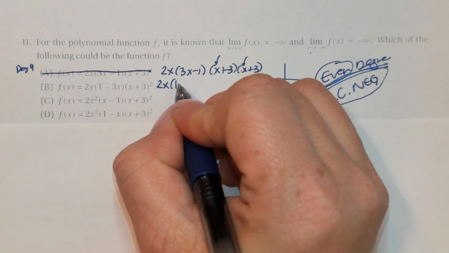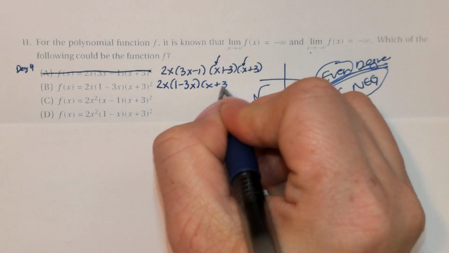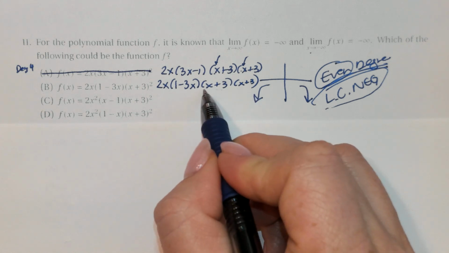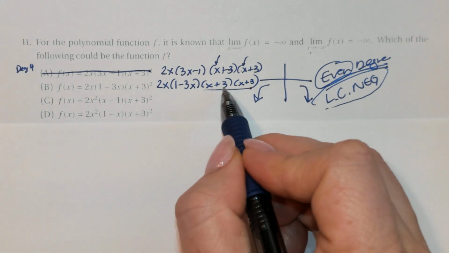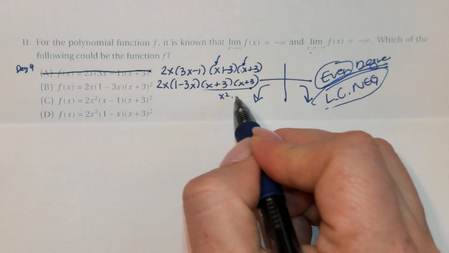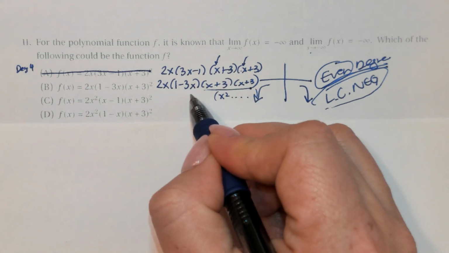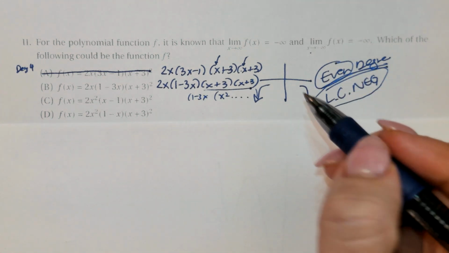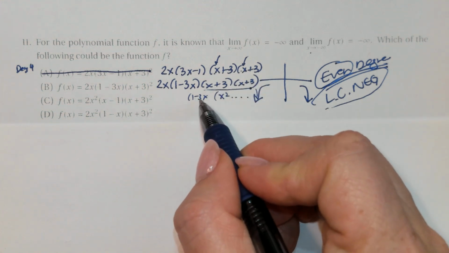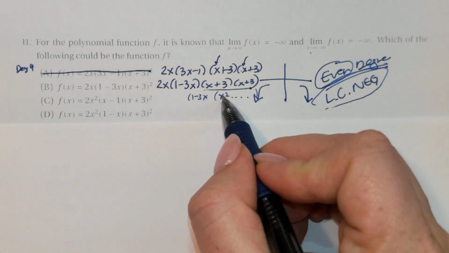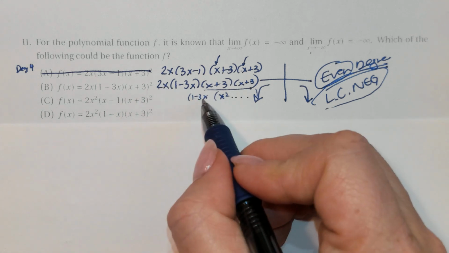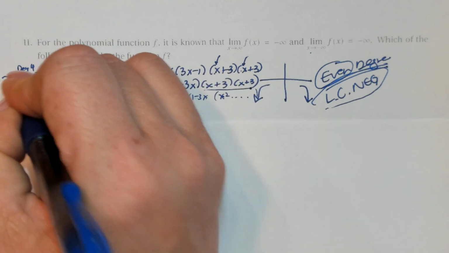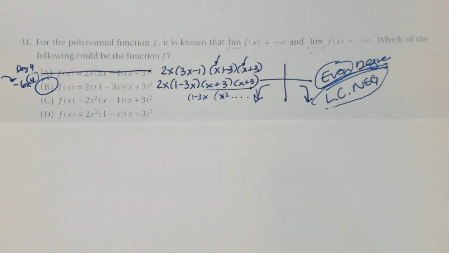So I have 2x times 1 minus 3x times x plus 3 times x plus 3. So if I went ahead and I FOILed these final two, so FOILing is a way to distribute, I'd end up with x squared, right? I'm not going to worry about the rest of it. I have x squared. And then if I distribute, and I'm only looking right now for what is the degree of the polynomial, this would give me negative 3x to the third. And then when I multiplied here, I'd have negative 6x to the fourth. So this would be negative 6x to the fourth. Not only would this be even, we also have a leading coefficient that is negative. Correct answer is B.